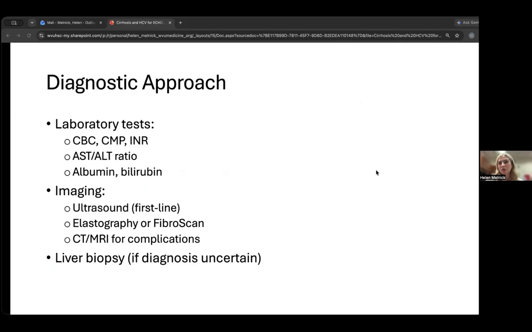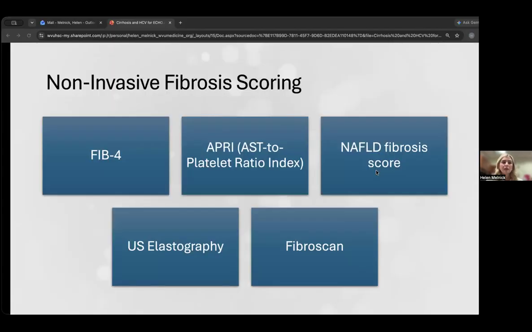Diagnostic approach. Diagnosis involves a combination of labs, imaging, and sometimes biopsy. Labs may show thrombocytopenia, elevated INR, low albumin, or an AST-ALT ratio greater than 1. Ultrasound is the first line for structural assessment. Elastography helps quantify fibrosis, and biopsy is reserved for unclear cases.